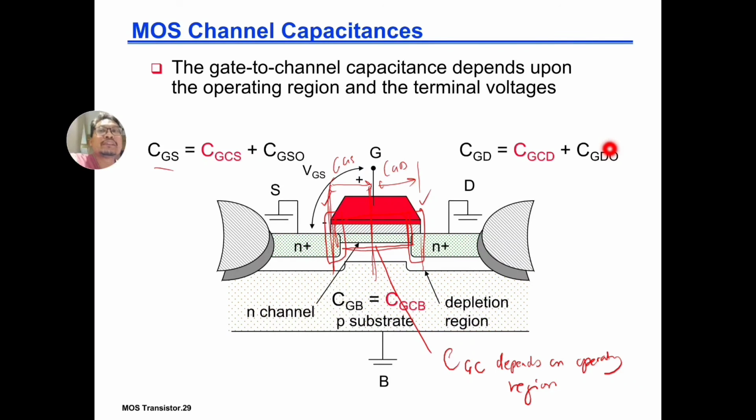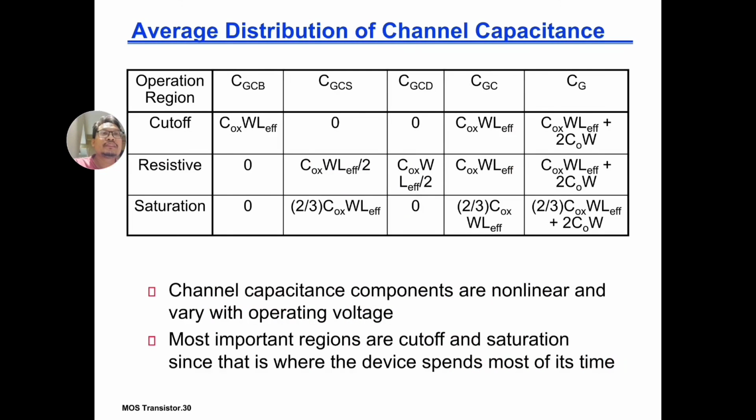Let's see what the actual value of the capacitance is based on the region. Another thing is the CGB, which is the gate to the bulk. You have the bulk here and the gate, and you also have a capacitance there. So we're going to look at what the components of CGC are, what is actually in the middle. I think it should be the next one.